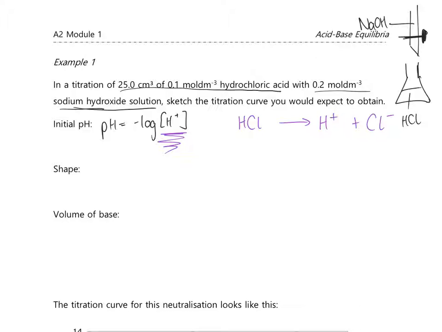Cl minus. Okay, the importance of doing that is because in case you had a dibasic acid like sulfuric acid, you would have 2 hydrogen ions produced per molecule of sulfuric acid. But we've got hydrochloric acid, so if we have 0.1 moles per decimetre cubed of our hydrochloric acid, our ratio is 1 to 1. So what's the concentration of our hydrogen ions going to be? 0.1.